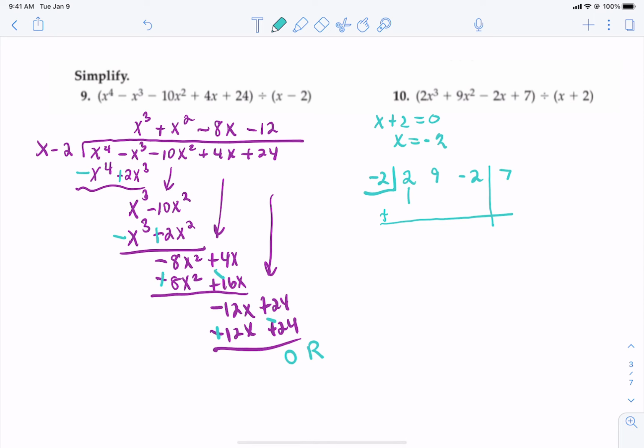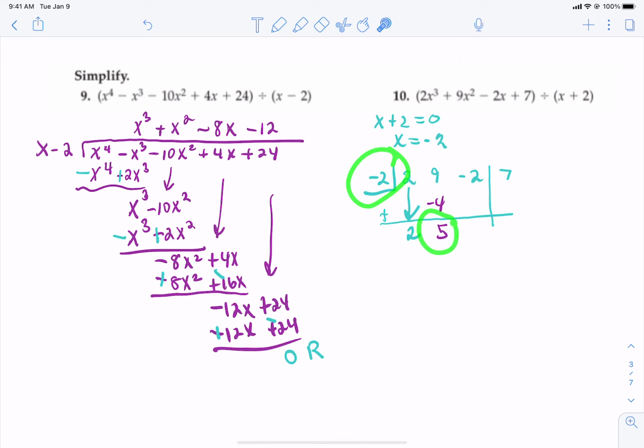Whatever your first value is, bring it down. Now that's just the setup of our box. But you're going to set up the synthetic division box like that every time. Now let's actually do the math. So we're going to multiply what's in the box with whatever's underneath, negative 2 times 2. We're going to write it down. We're going to add them up. So 9 minus 4, or 9 plus negative 4, however you want to look at it, is 5.